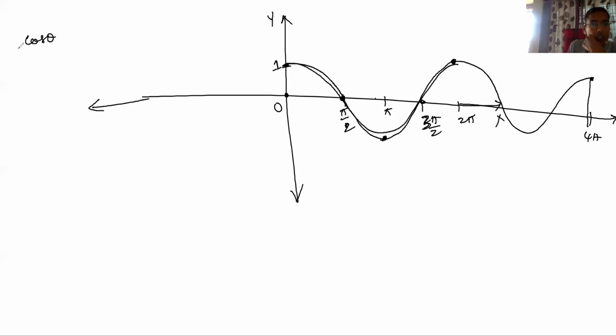So cos theta graph. Cos theta graph is what? So this is what is cos theta graph. If you see, cos theta is repeating by itself in the interval of 0 to 2 pi.